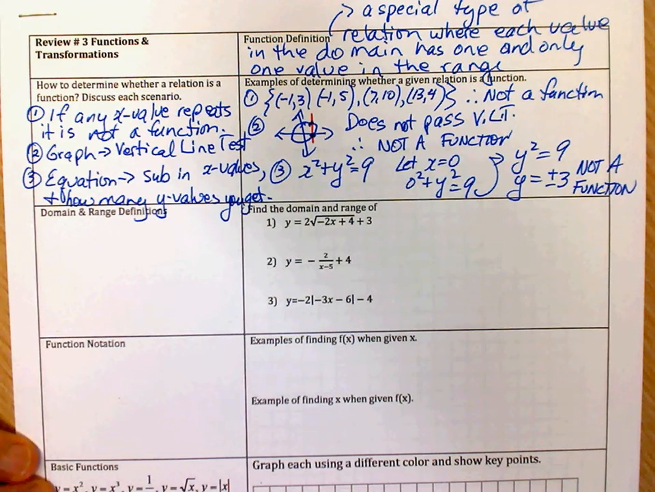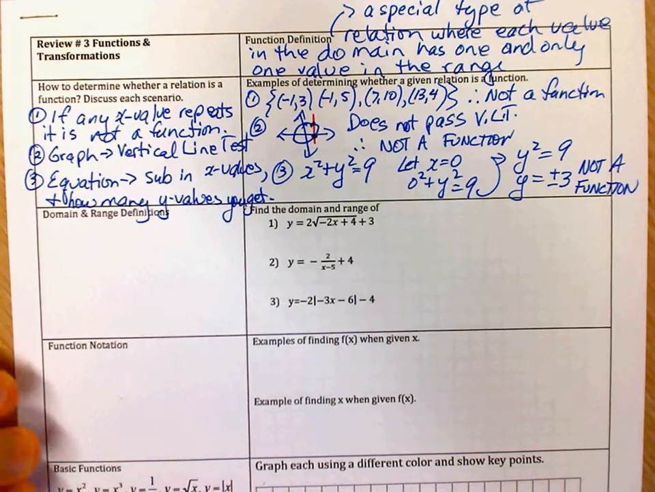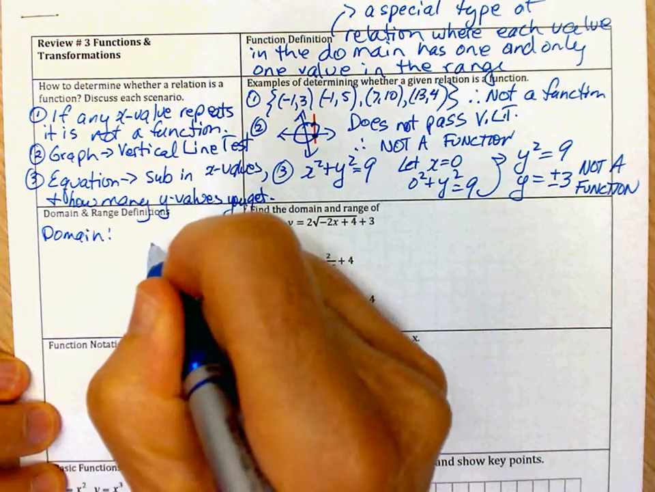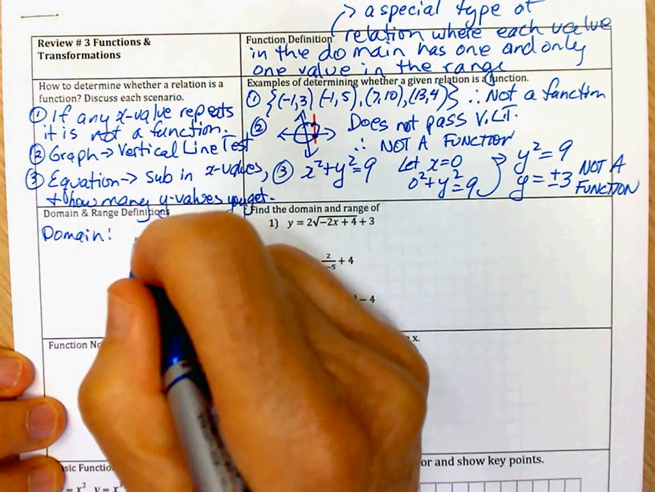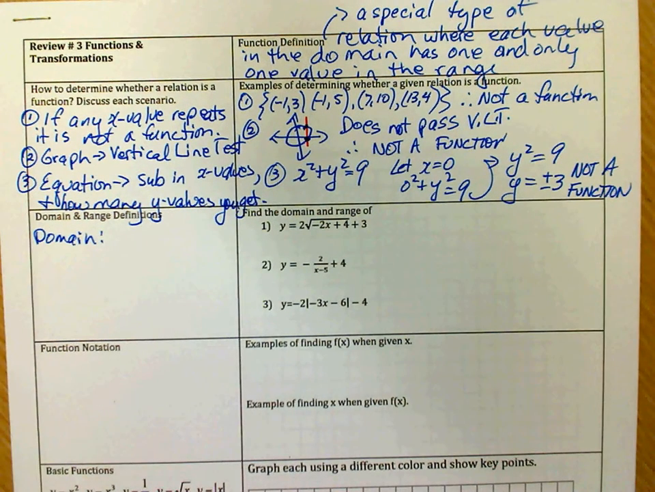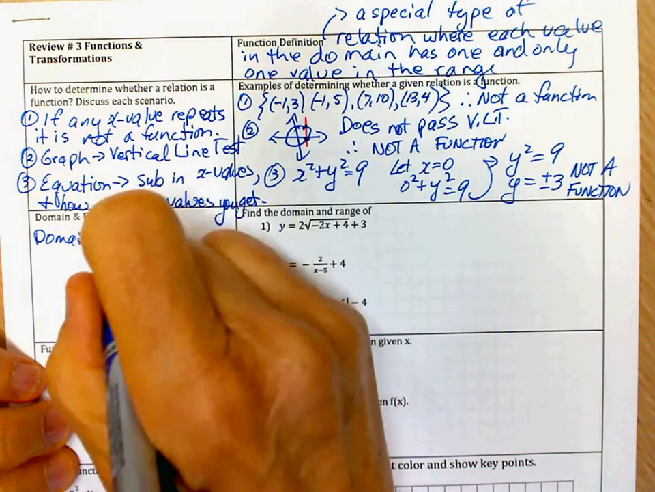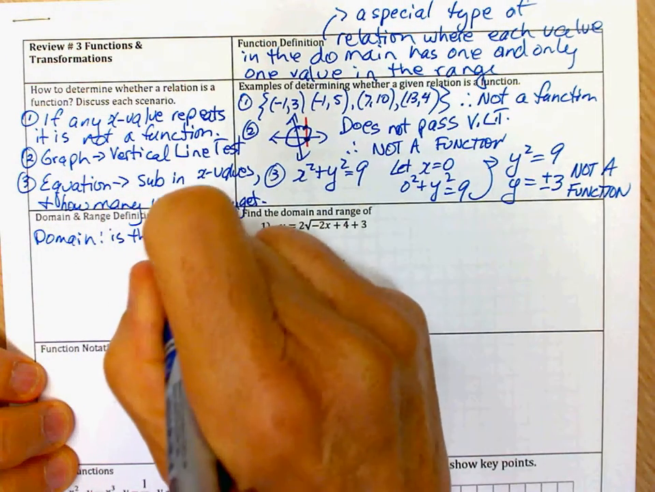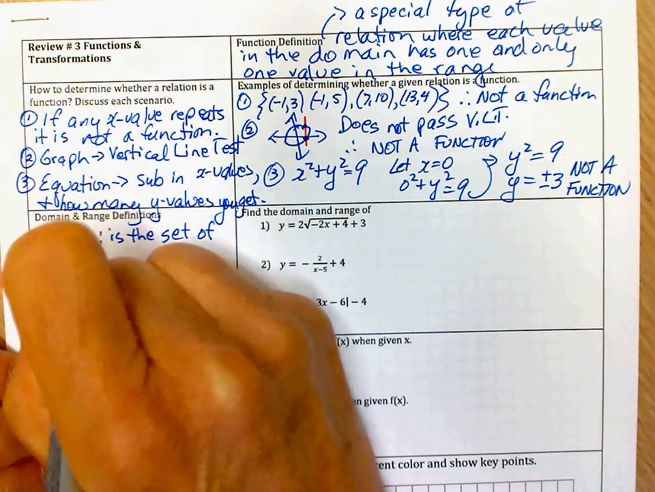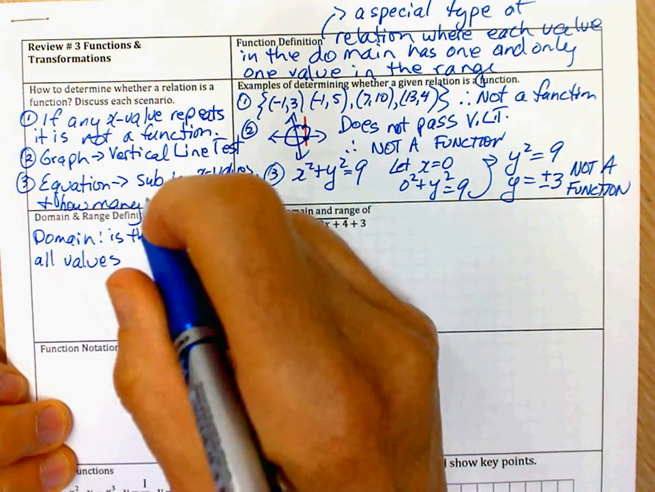Domain and range. Okay, domain. What is a domain? Well, domain is the set of all values for which x is allowed to be. Normally we present a function with x values representing the domain and y values representing the range. So domain is the set of all values for which x is allowed to be.